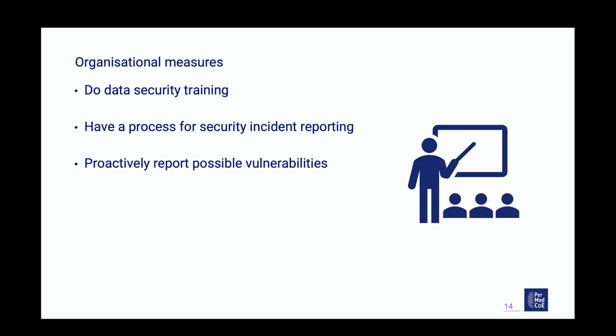Then you should also have a process for security incident reporting. So if something happens, or you think something happened, you really know who to contact and what to do, because there are certain deadlines that you need to meet in order to follow the GDPR. And you should also have a process to proactively report possible vulnerabilities and encourage people to do that. So if somebody notices that something somewhere is not up to date, or something looks fishy, or there's a gap somewhere, people know where to take this information, so somebody can take action to close any vulnerabilities.